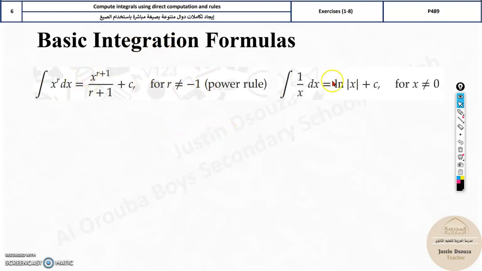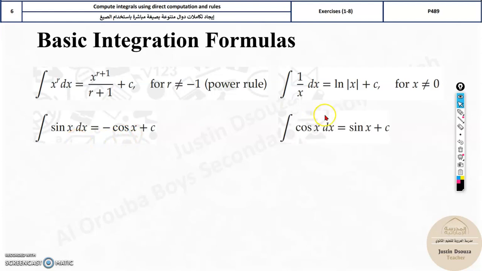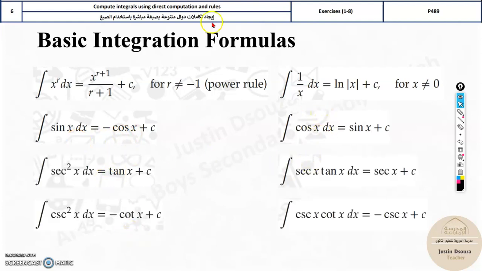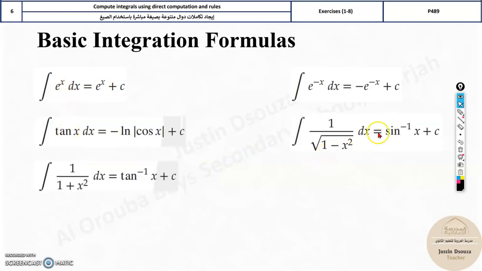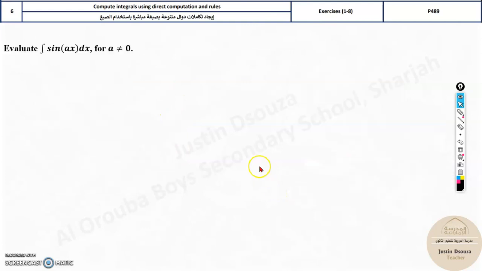I hope you remember the power rule, 1 by x, the trigonometric functions. These are all the formulas. You can pause the video now and just glance through this and memorize them again. And then we have more of them: exponential, tan, inverse functions. So these are all the formulas, the basic ones.